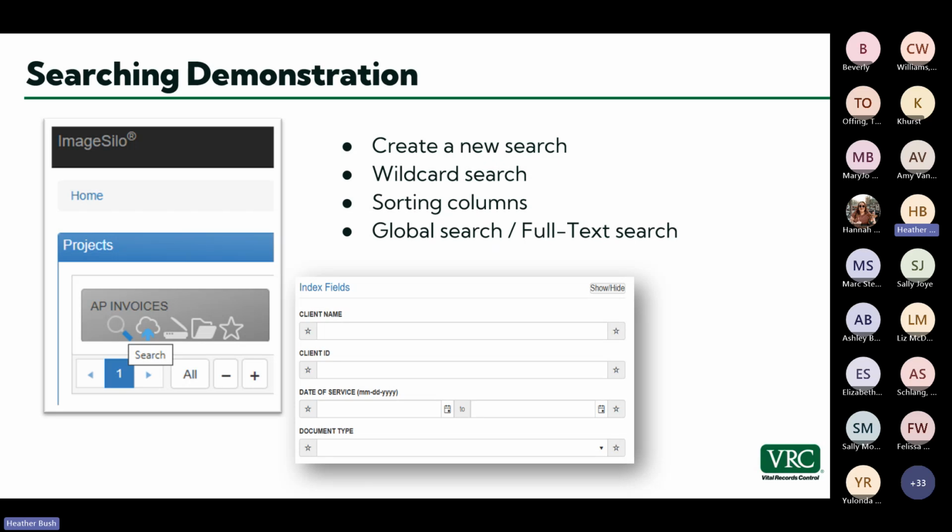Okay, in our searching demonstration, we're going to create a new search. I'm going to show you wildcard searches and sorting columns, and I want to talk about the global search and the full text search. This picture over here, ImageSilo on top, then home, then projects, you'll see that the AP invoices rectangle is highlighted, and all the things you can do there, there's little icons for.